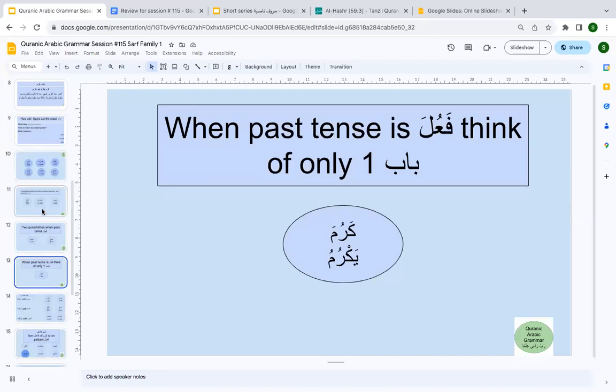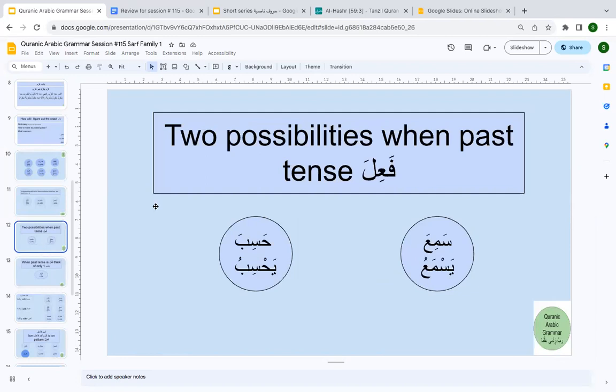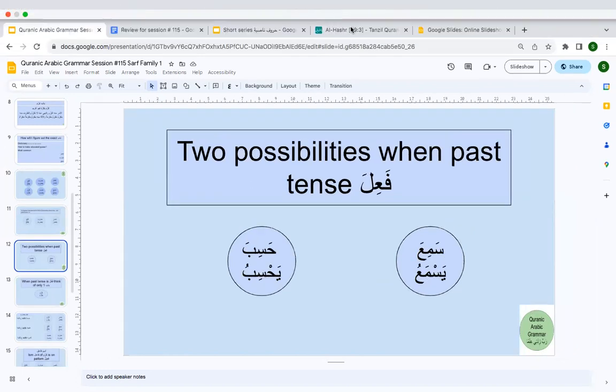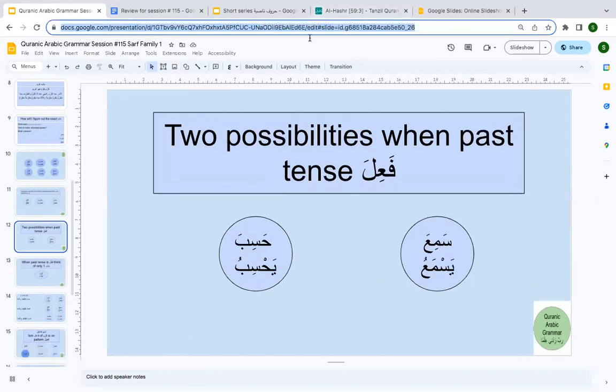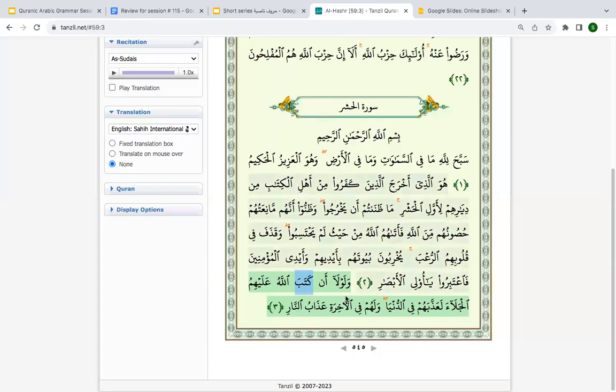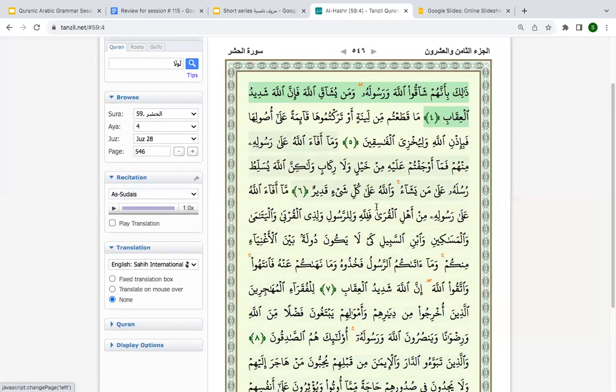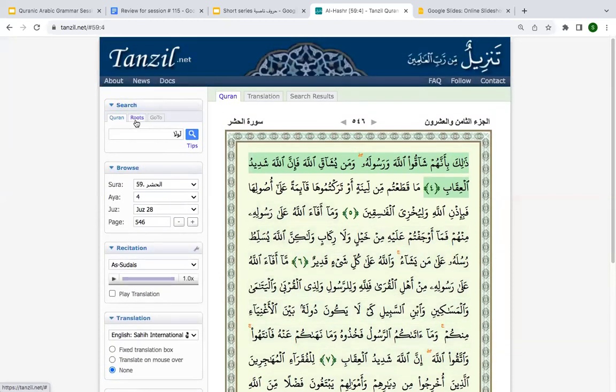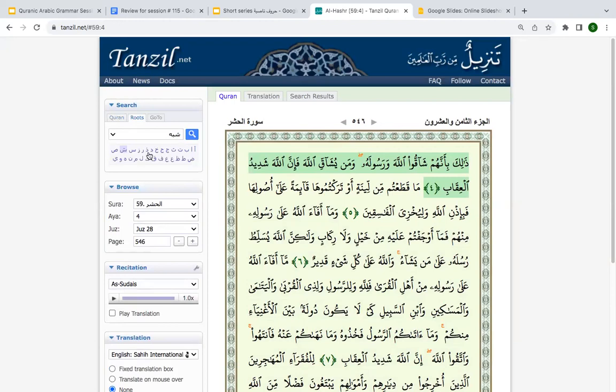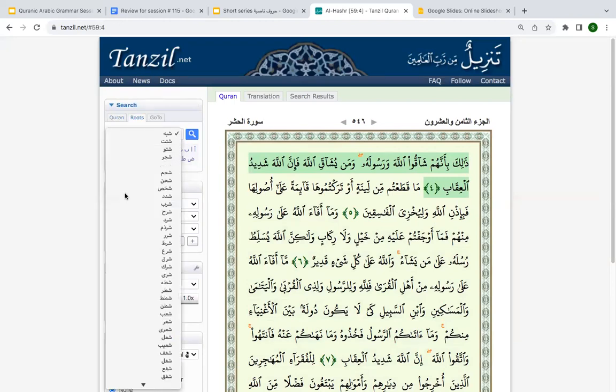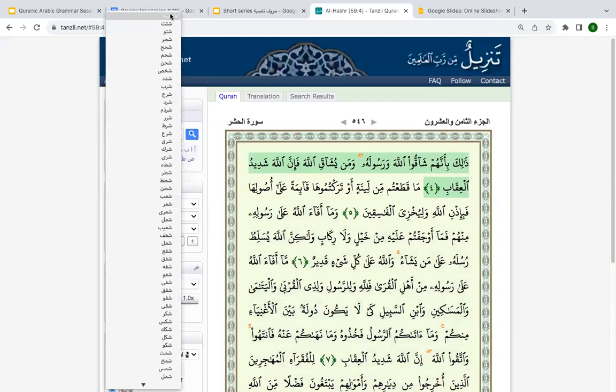Okay, so now think about this one. When you have a word that spells like fa'ila, what are your two options? Sami'a clan or Hasiba clan. So let's see here. Do we find anything with a kasra here? Let me just give you a word.